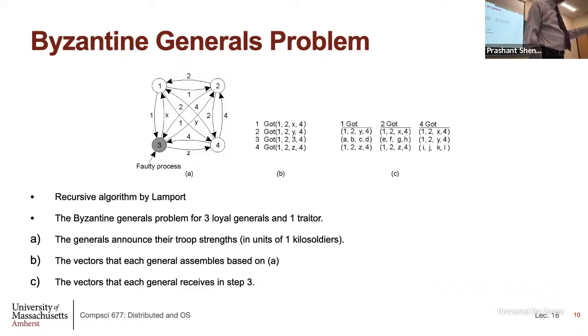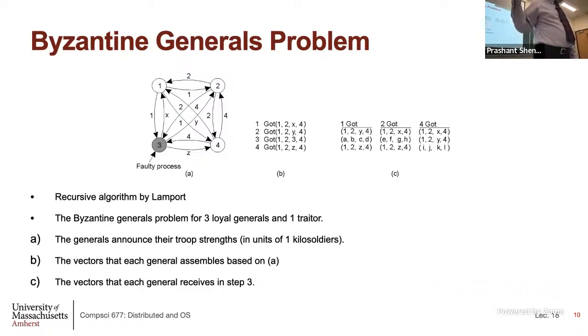Sorry, you're saying if there are two faulty processes? Okay, so the question is, what happens if there are two faulty processes? This only works if there's one faulty process. If you want to deal with two faults, you will need more replicas. I'll show you another example, and then we'll generalize this to see how many replicas you need to tolerate K faults. Here K was one.